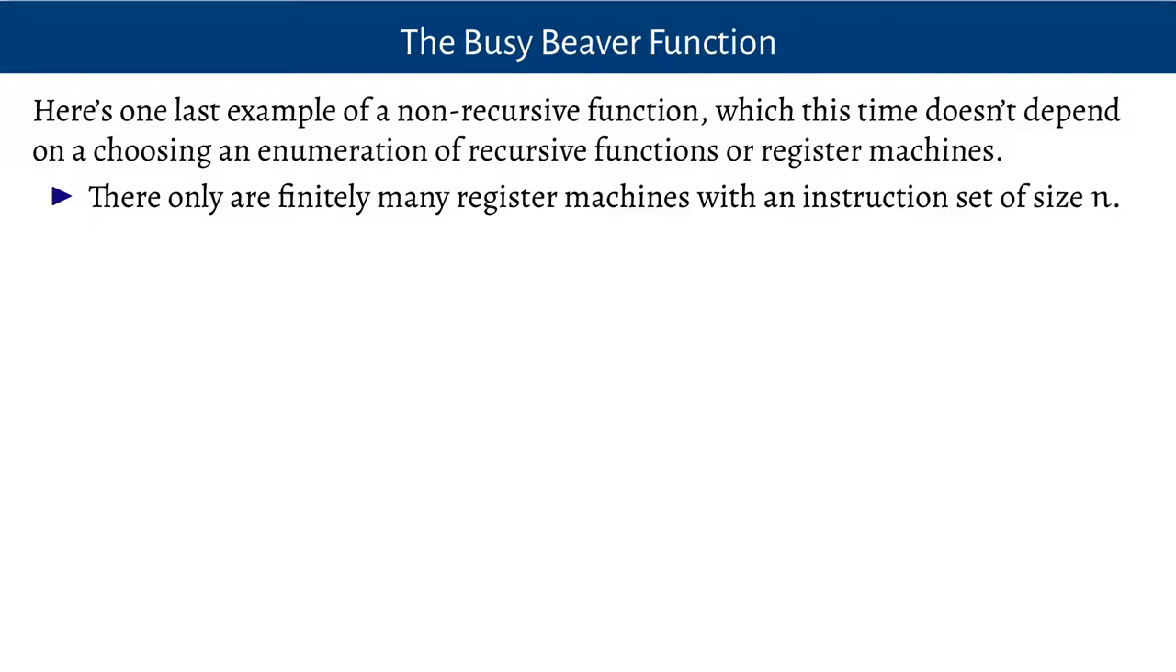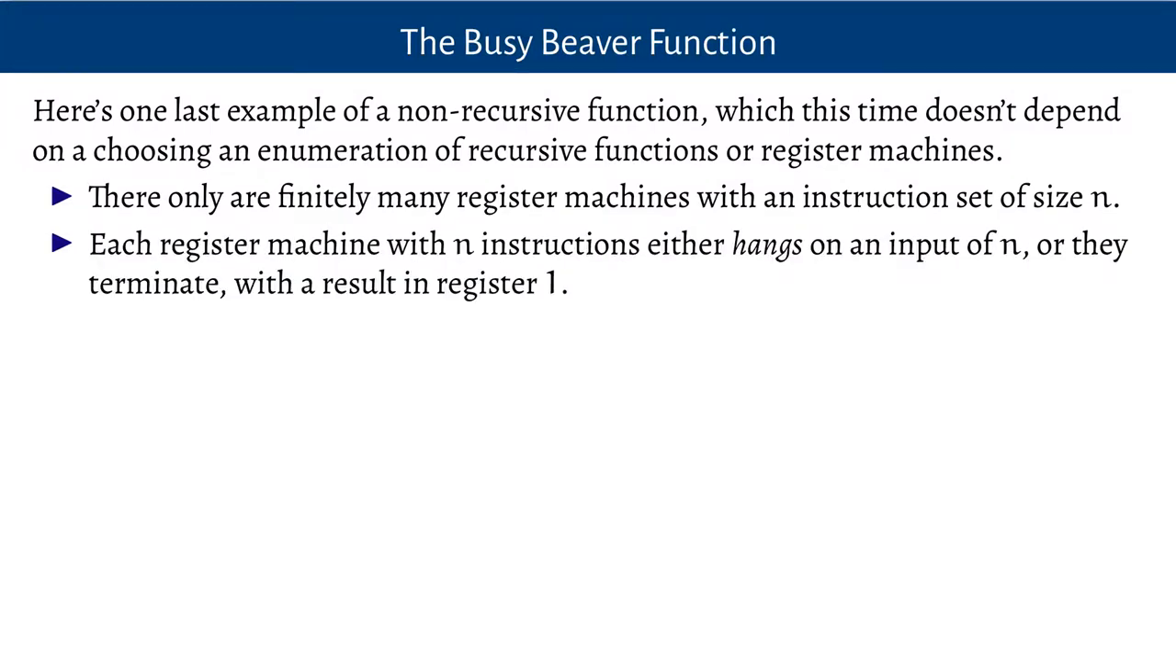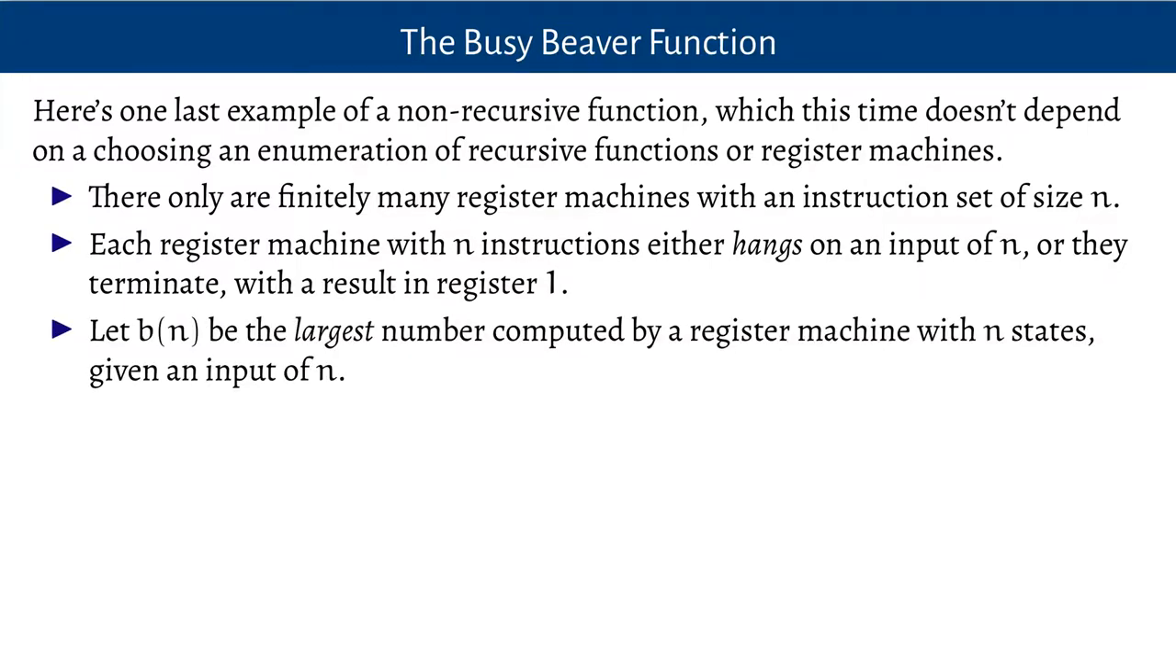So given this fact, we can reason like this. Each register machine with n instructions either hangs, doesn't terminate, on an input where we've given n as its input, or those register machines terminate with some result in the first register. We'll define b of n to be the largest number that is computed by a register machine with n instructions when it's given an input of n. This is a function, a total function from numbers to numbers. It is purely precisely defined.